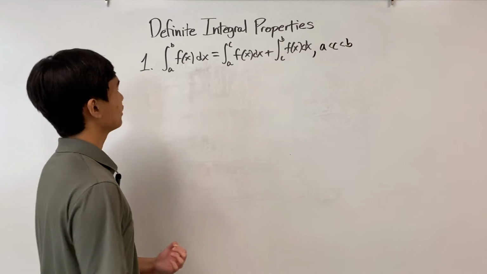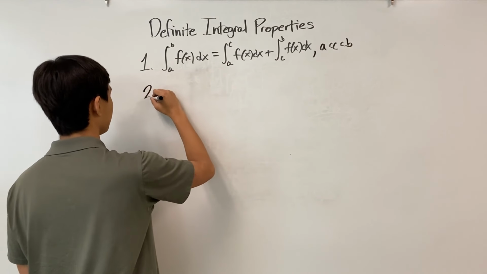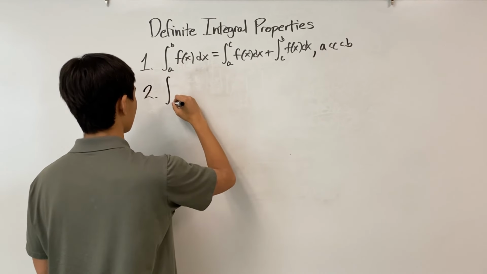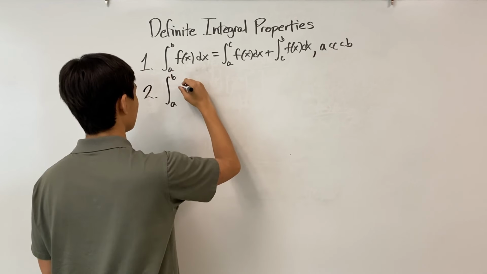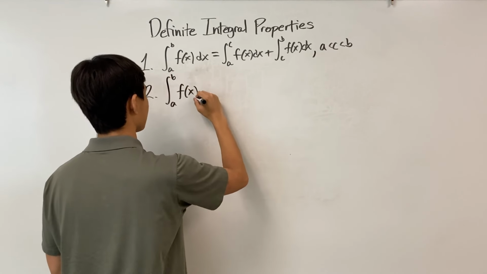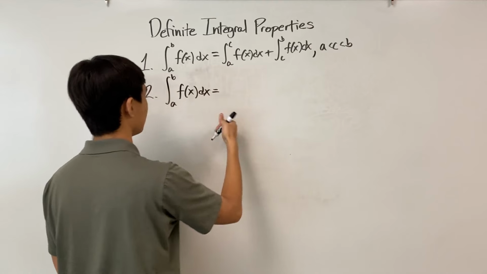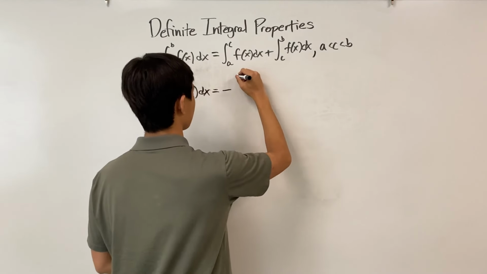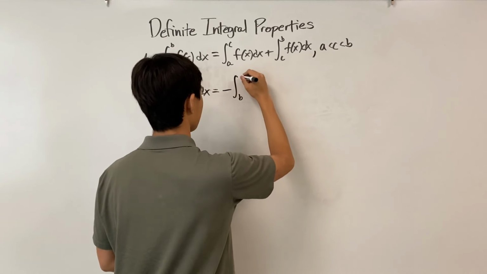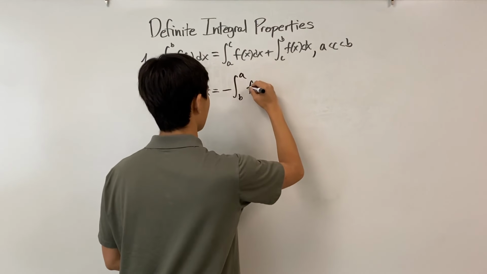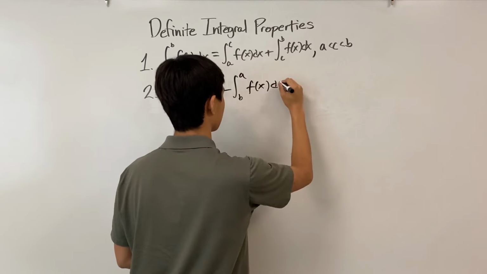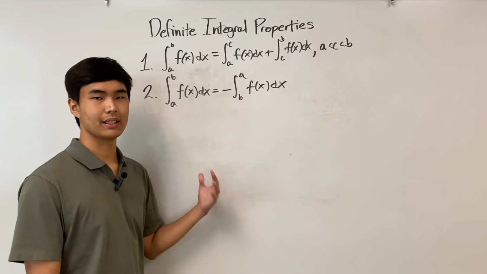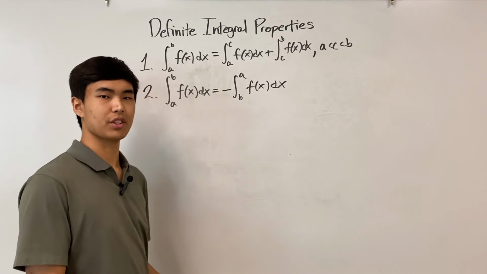And the second property that we're going to go over is the integral from a to b of f of x dx can be swapped with a negative sign to be from b to a of f of x dx. I'll give you an example to show you why this works.